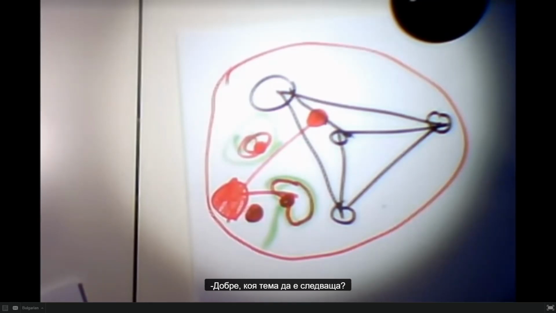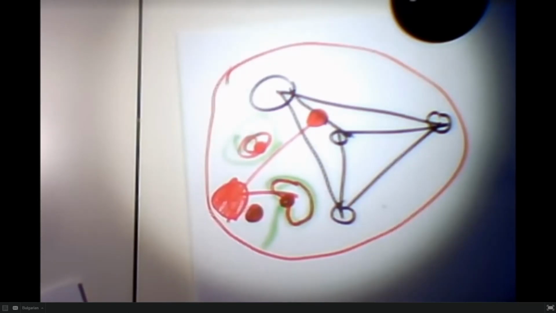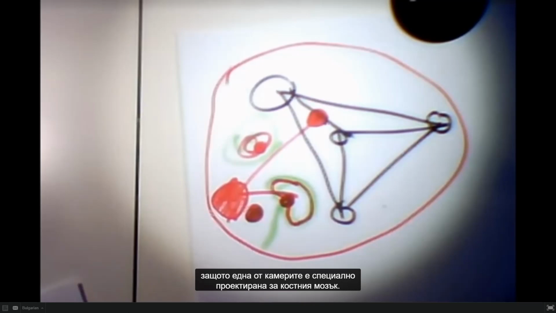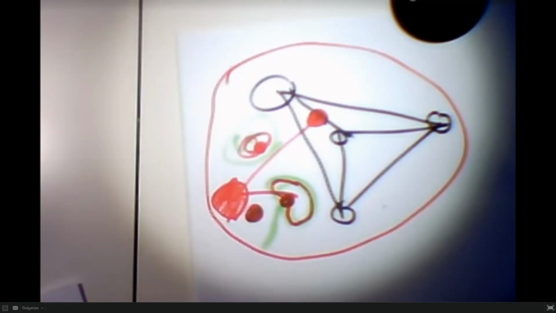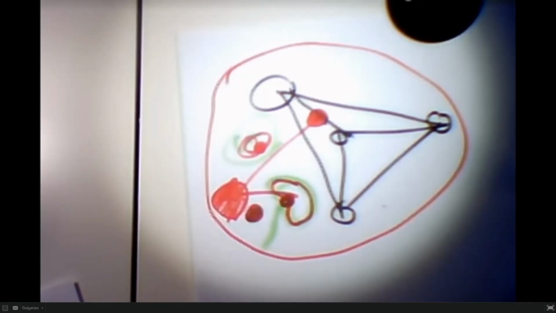Bone and heart is the best, because I think we can explain why. The heart cannot operate without the bone marrow producing the red blood cells, which is one of its operations. Or the heart cannot operate without the existence of the lymph and the production of the bone marrow, because one of the chambers of the heart is especially designed for bone marrow. Okay, so then it will be the heart in relation with the bones. Yeah, that'll be nice.